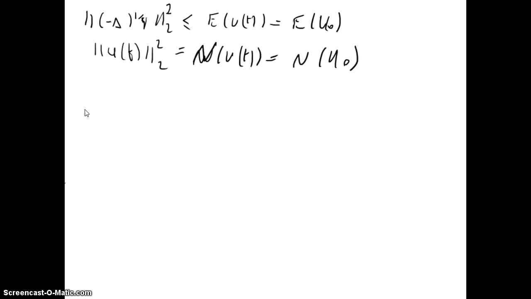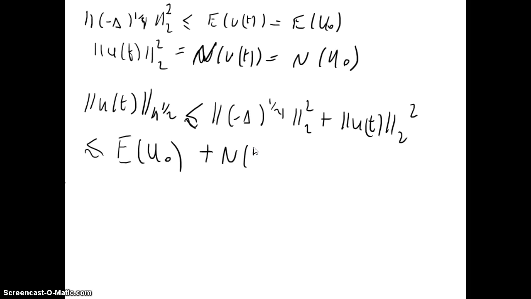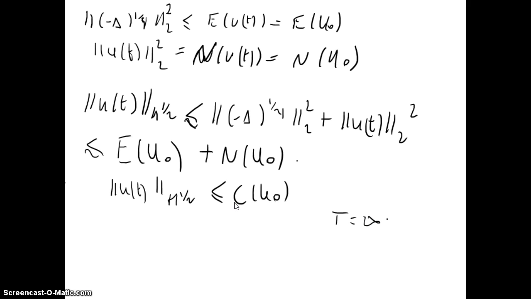Okay, so having this, we can say that the norm of u(t) in H^(1/2) is less than or equal to the sum of these two, and this will be, within the constant, we can say less than or equal to E of u_0 plus N of u_0, and this is the constant that we were looking for. So the H^(1/2) norm of u(t) is less than or equal to a constant depending on u_0, then T has to be infinity. We have global solutions.